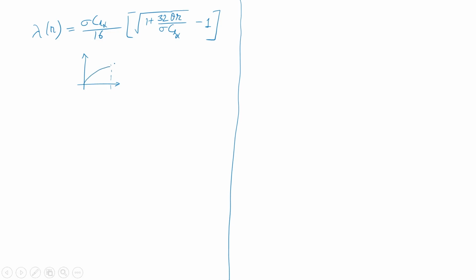It would go like this. Okay. So, this is lambda versus r. Okay. So, this is how this function will look if you plot it for a given value of theta and r and so on.